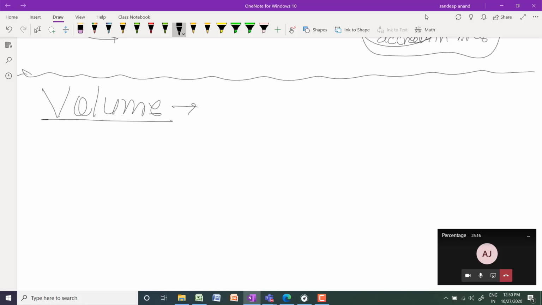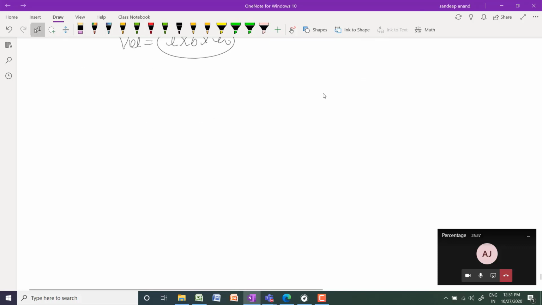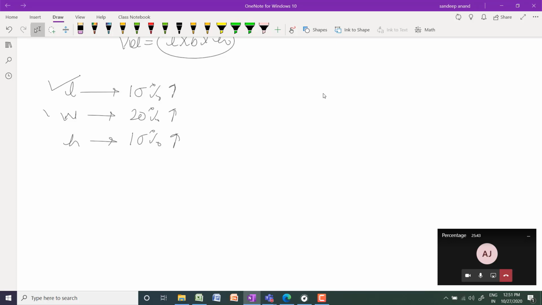Now volume. As you all know, volume is length into width into height. This is the formula of volume for a cuboid or cube. Now in volume, suppose the length is increased by 10%, the width is increased by 20%, and the height is increased by 10% again. So what is the net percentage change in volume, which you need to calculate?